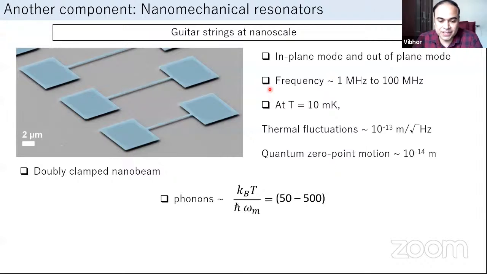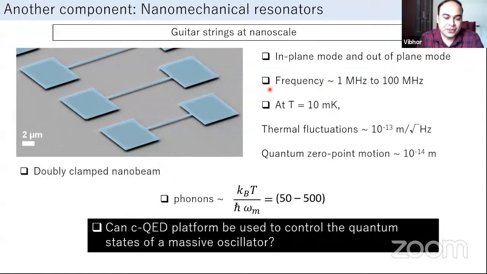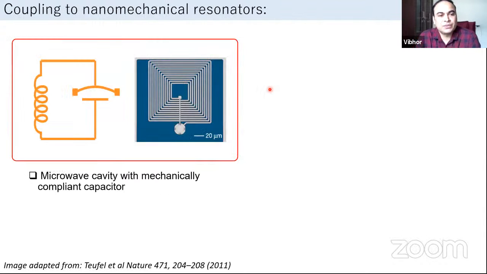Okay, so the question that we try to address in our group is, can we introduce a circuit QED platform with these mechanical oscillators and control the quantum states of these massive oscillators beyond the quantum ground state? Okay, so that's a bigger question that we are trying to address. So one way you can couple a mechanical oscillator to electrical circuits is by having these mechanically compliant capacitors.